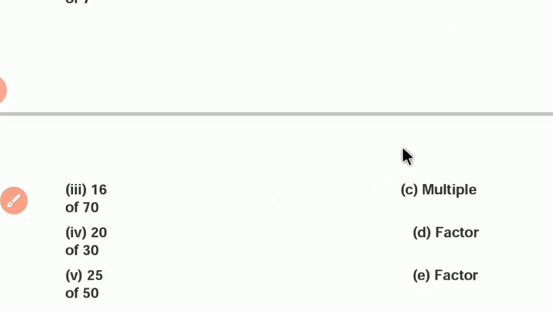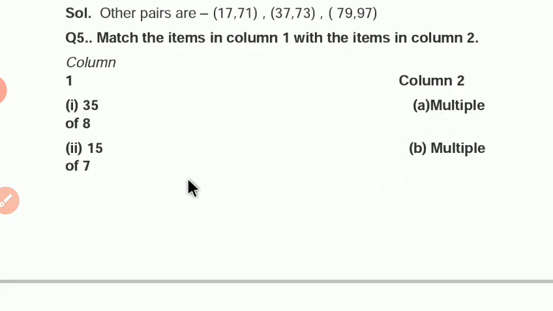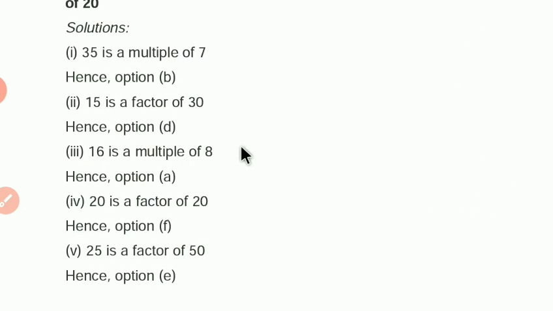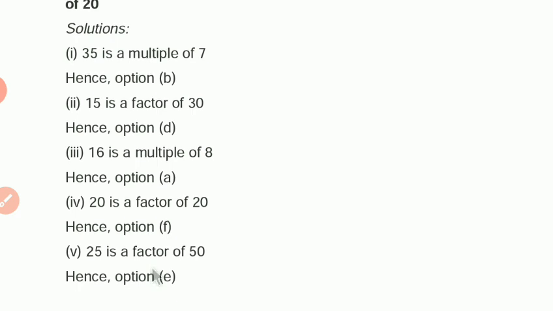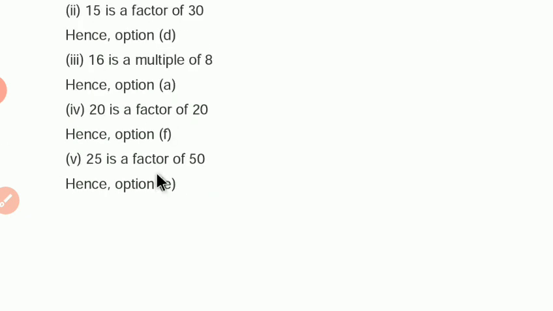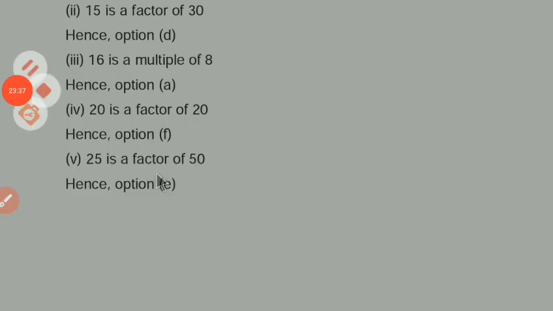And the last one, 25. You can see which options are left here: multiple of 8, multiple of 7, multiple of 30, factor of 20. All are over. Now which are the left options? Factor of 50 and multiple of 70. You can see that 70 is not possible for 25. So the answer will be 25 is a factor of 50. It means 50 is exactly divisible by 25. So we have completed our exercise 3.1. On the next day we will start our exercise 2.